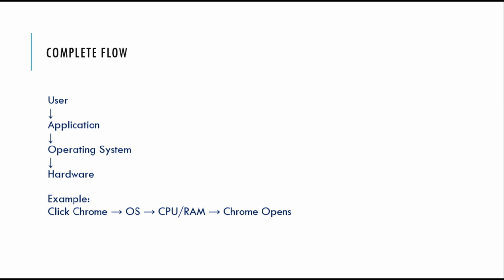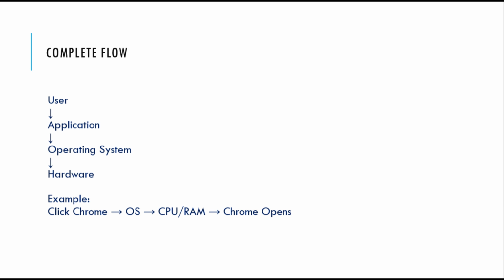Then what happens? It tells the CPU to start executing the program. The CPU begins executing Chrome's instructions. Within a few seconds, Chrome opens on your screen. So notice something very important. Chrome never talks directly to the CPU. Chrome never talks directly to RAM. Everything goes through the operating system.